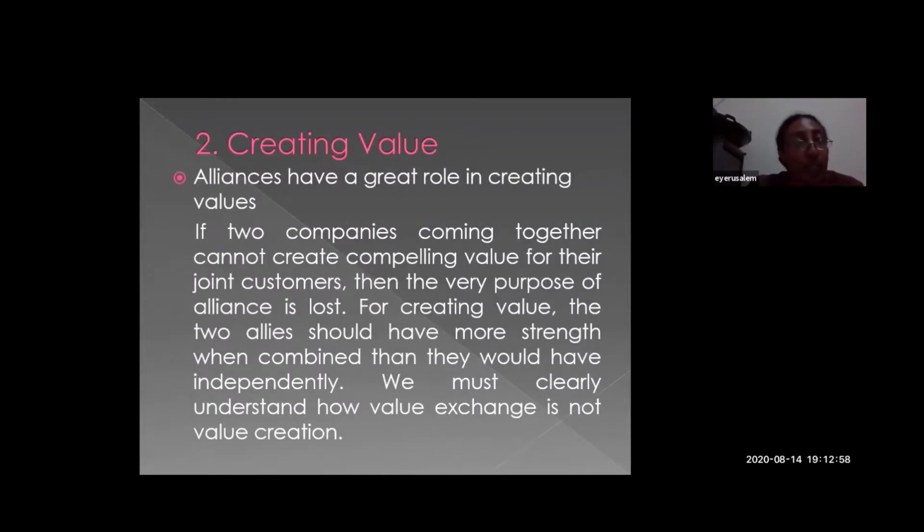The second role that strategic alliance plays is creating value. Alliances have a great role in creating value. I try to show some justifications here. If two companies coming together cannot create compelling value for their joint customers, then the very purpose of strategic alliance will be lost. For creating value, the two allies should have more strengths when combined than they would have independently. If they have more strengths independently than by making an alliance, strategic alliance will fail. We must clearly understand that value exchange is not value creation.